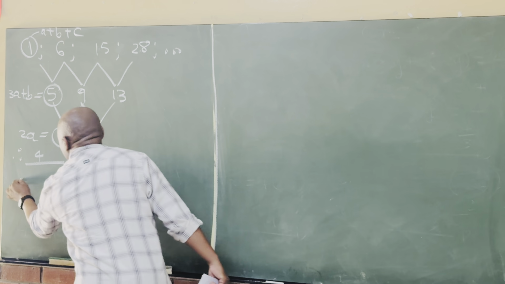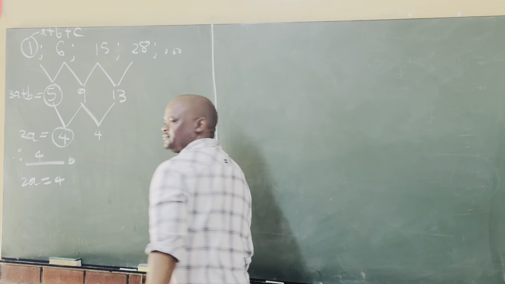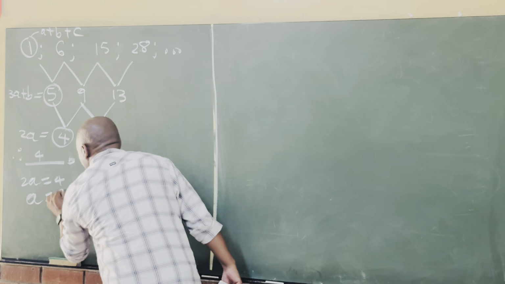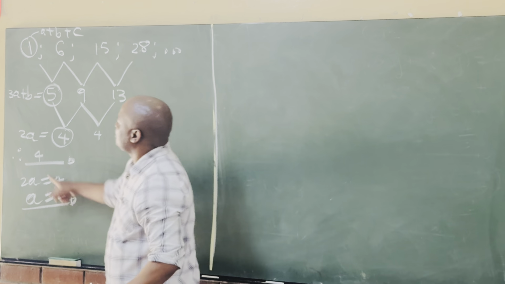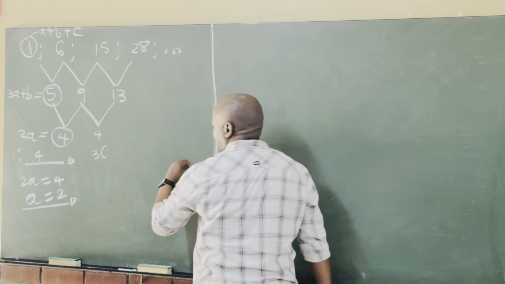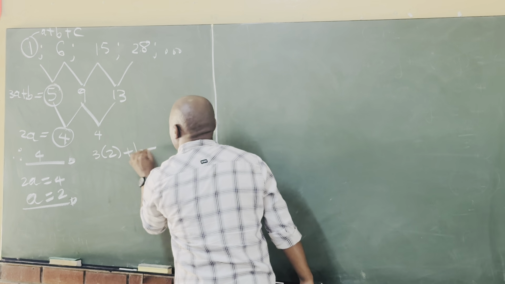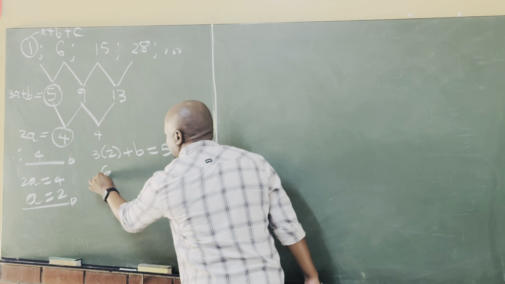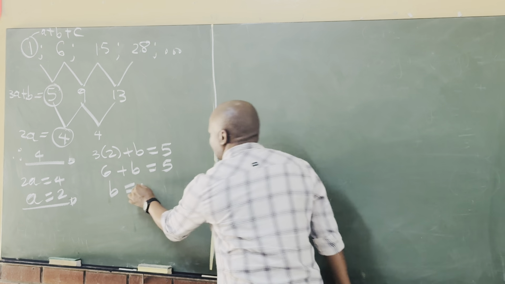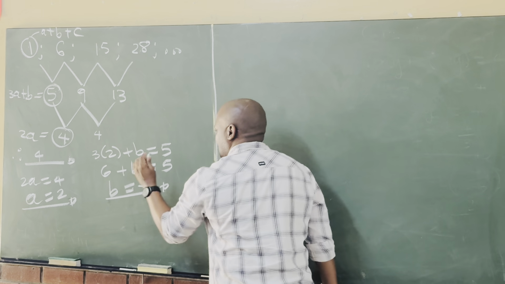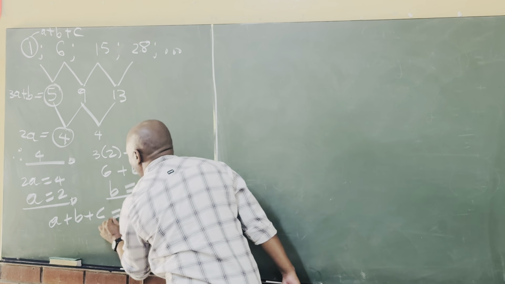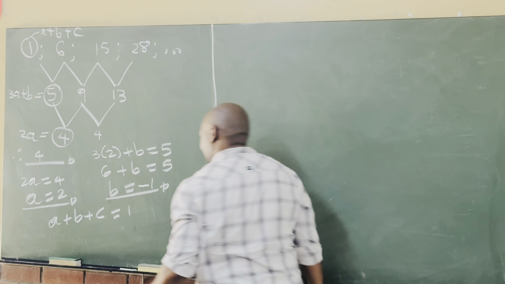So let's start with this one that says 2a equals 4. So a equals 2. Now that we have a, we substitute that in this equation again. So now we have 3 times 2 plus b is equal to 5. Then this is 6 plus b is equal to 5. Therefore b is equal to -1. And then we solve the first one that says a plus b plus c is equal to 1.